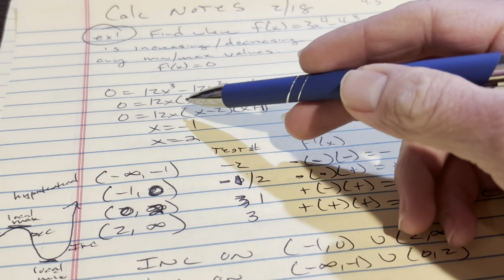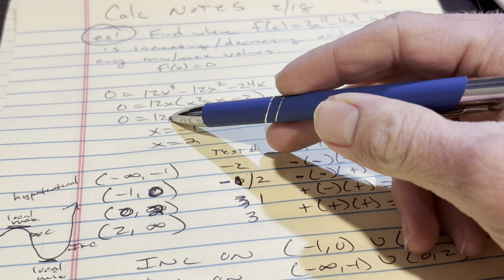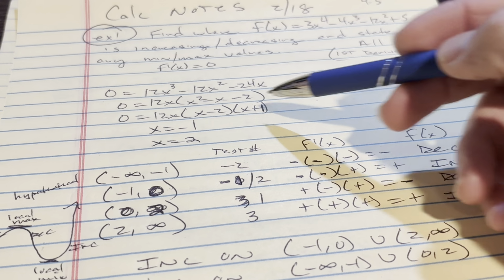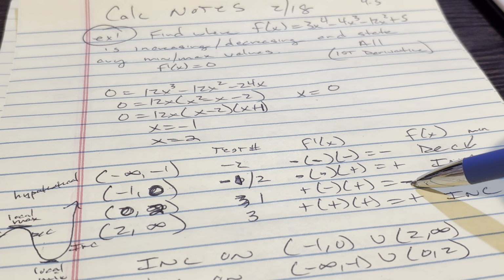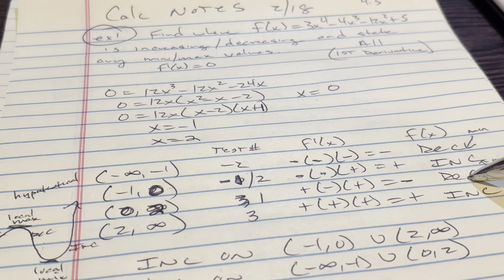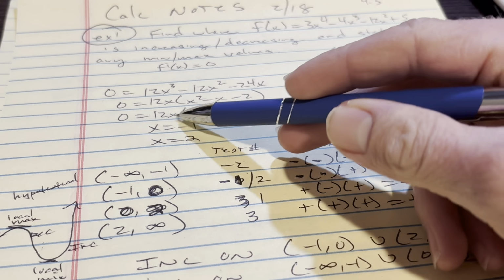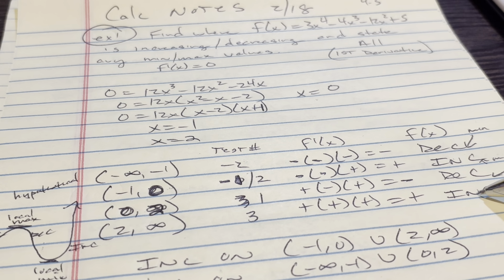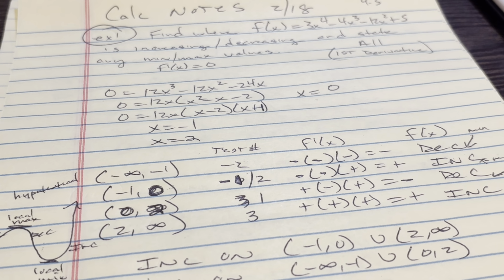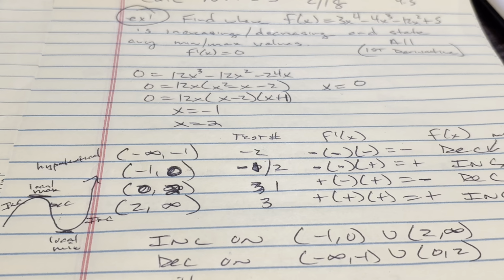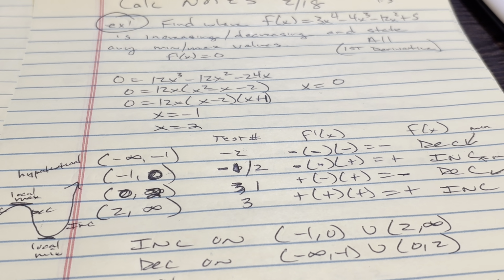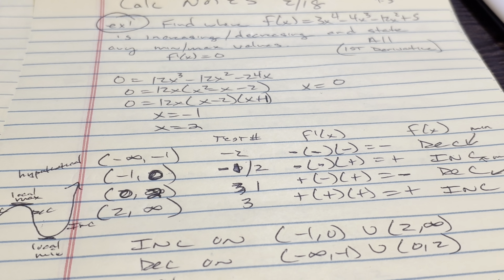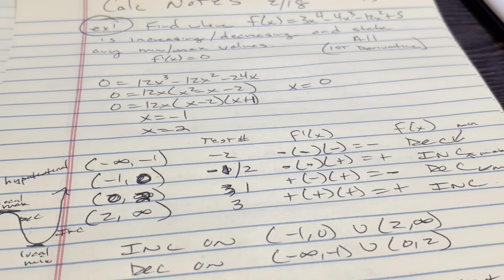Then lastly, or not lastly, if I plug in 1, I get a positive times a negative times a positive, which means the derivative is negative. That means f of x is decreasing. And if I plug 3 in, positive, positive, positive, that means the derivative is positive. So f of x is increasing. So it's increasing on negative 1 to 0, union 2 to infinity, and it's decreasing on negative infinity to negative 1, union 0 to 2. Now, let's talk about the min and max values.